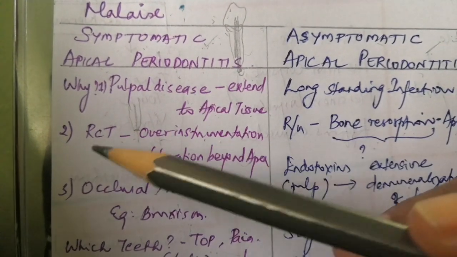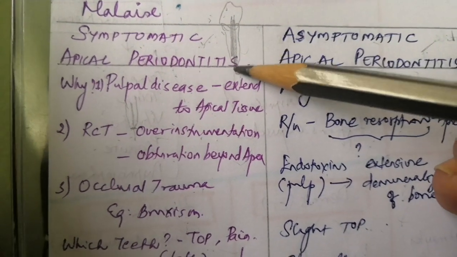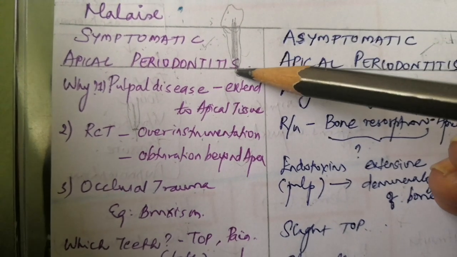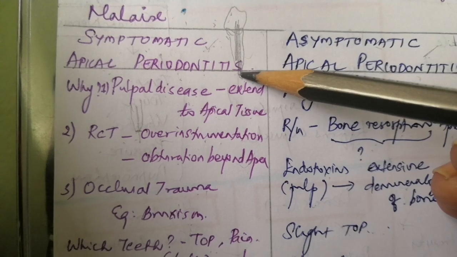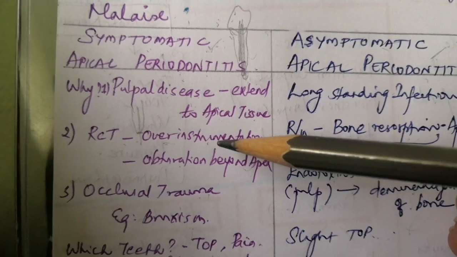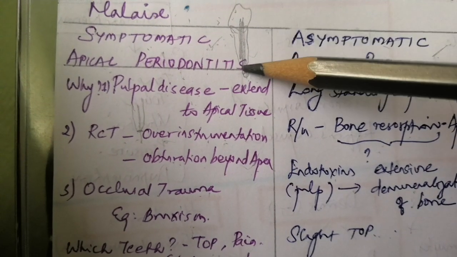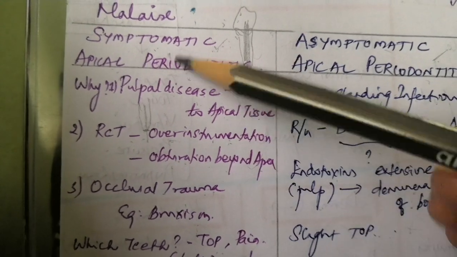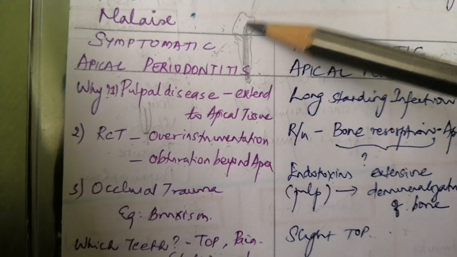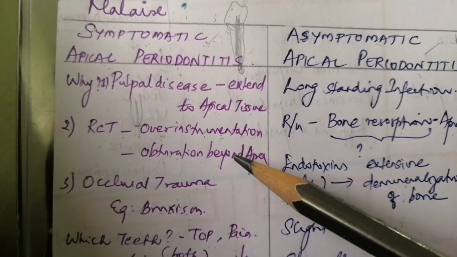Or in some cases, you do a root canal. In that case, when you are doing BMP, biomechanical preparation, what happens? The instrument may extend beyond the apex, and it will act as an irritant to the apical tissue. So it may be over-instrumentation, or obturation beyond the apex, when you are doing the root canal filling and it extends beyond the apex. In that case, you will have a symptom. Sometimes excessive occlusal trauma, for example bruxism, may also lead to symptomatic apical periodontitis.